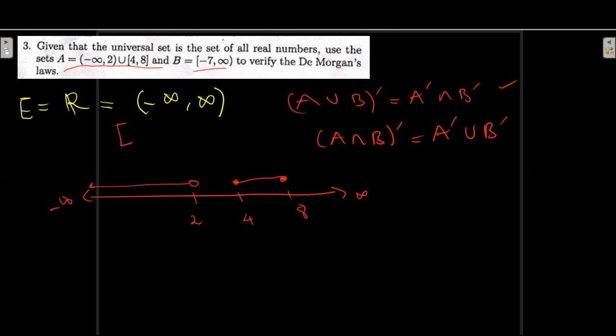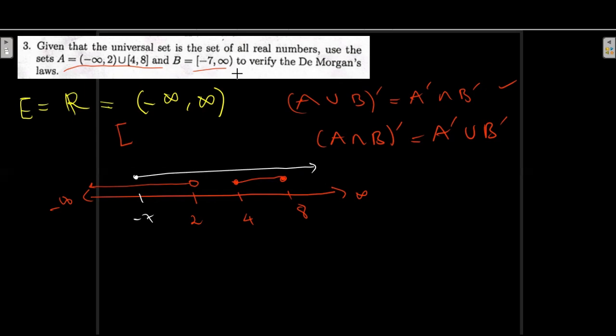I'll use a different color for set B. So set B is from, they're telling us, -7 all the way up to positive infinity. So if we say our -7 is there, and it is closed because there's a square bracket there, all the way up to what? Positive infinity. So it's going like that.